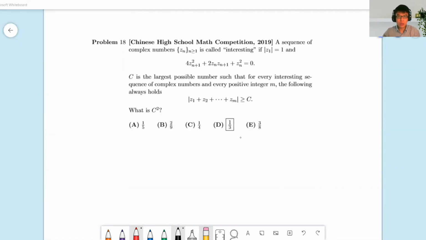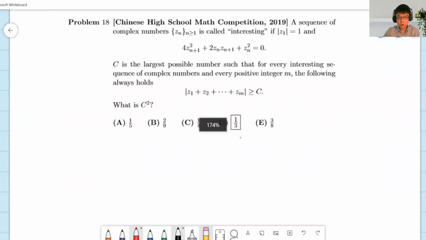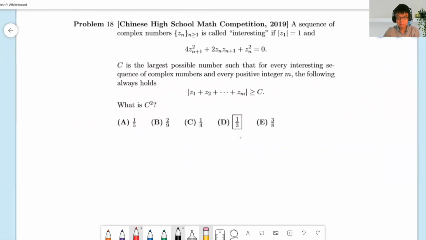We have a sequence of complex numbers z_n. The first term has modulus 1. And for any two consecutive terms, they satisfy these equations. And we try to sum up these finite terms. The modulus is always larger than or equal to c. So we try to find c squared.